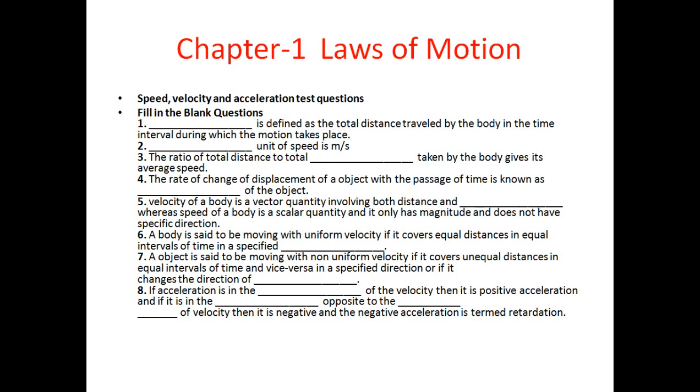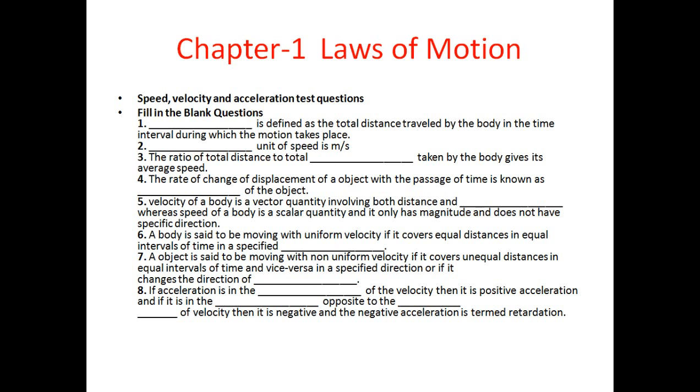The first question is: dash is defined as the total distance traveled by the body in the time interval during which motion takes place. If the body is moving in a given interval of time, what is the total distance traveled over that time? That is nothing but speed. Speed is defined as the total distance traveled by the body in the time interval during which motion takes place. Why are we not writing velocity here? Because it's not total displacement, it's total distance.